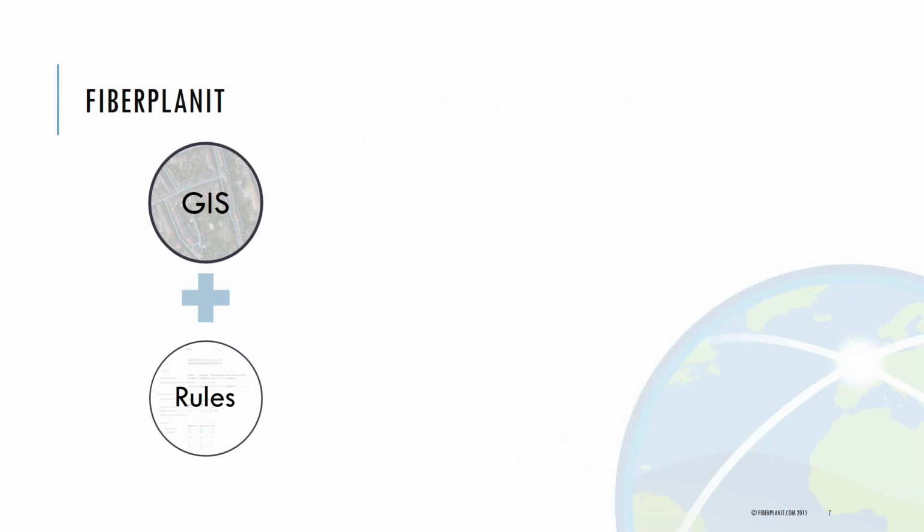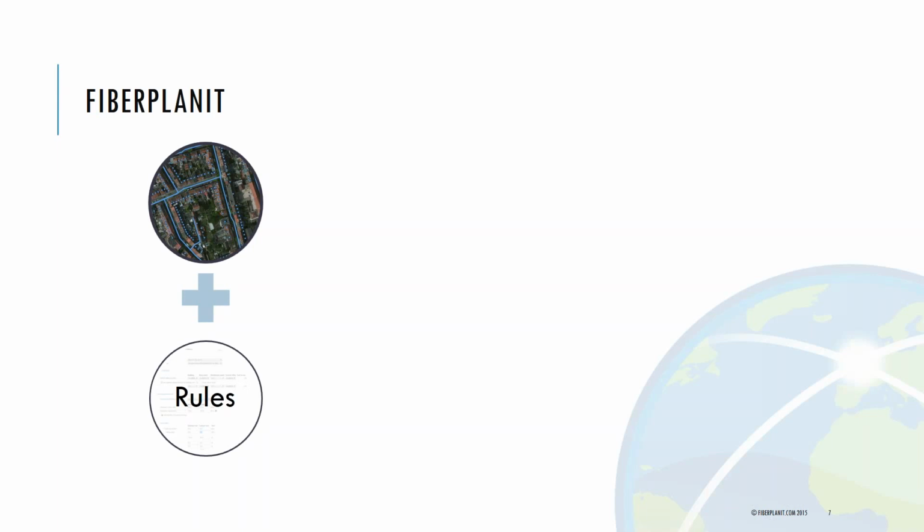Now, let's have a look at the core functionality of FiberPlanIT. At the start, or at the input of our software, we have two important sets of inputs. The first important input is geographical information, so GIS data. This GIS data is, for example, geolocations of demand points, where demand points can represent, for example, individual homes to be connected, or also antennas or cabinets to be connected to a fiber.